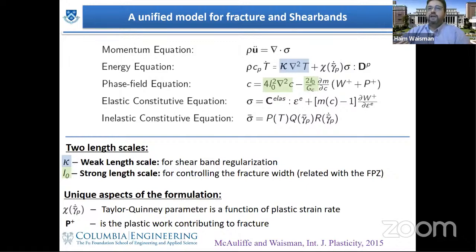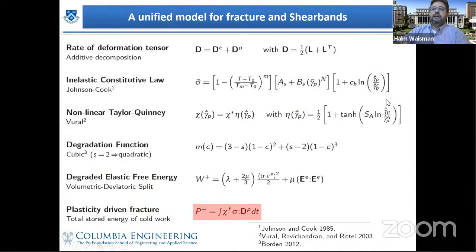And another unique feature in this model is that we have the Taylor-Quinney coefficient as a function of strain rate. We also introduced a new term here, P plus, as we call it, that basically accounts for the plastic work that contributes to fracture as well. If you don't have this term, then the material may not fracture at all. So this is a very critical term to introduce here.